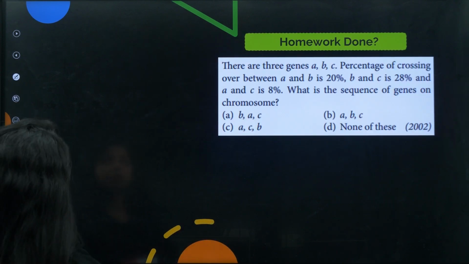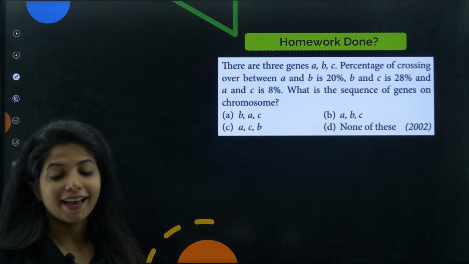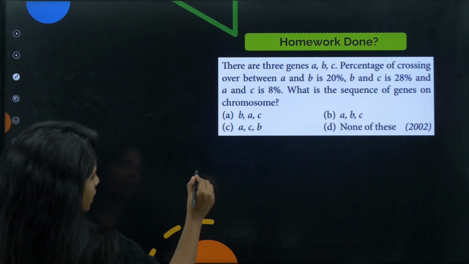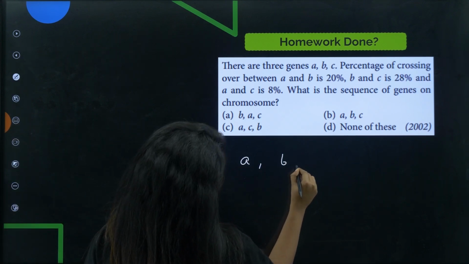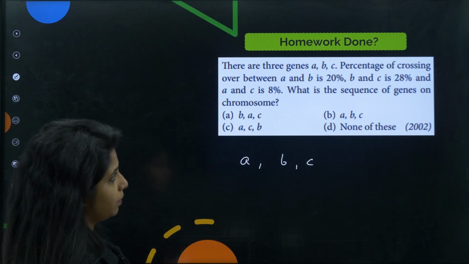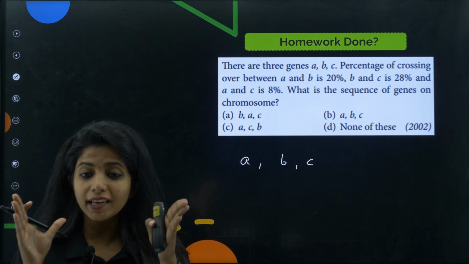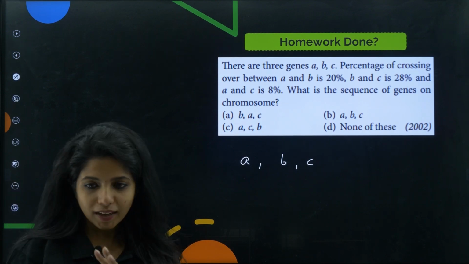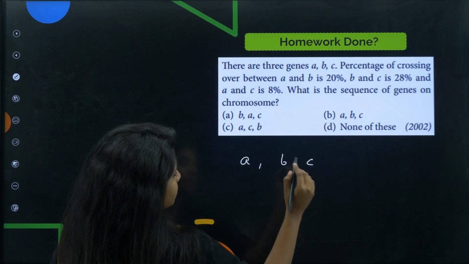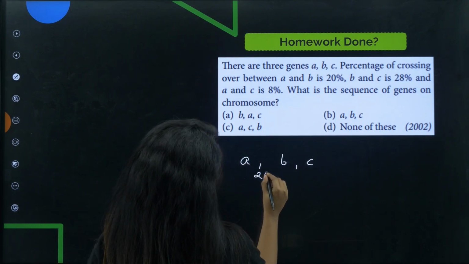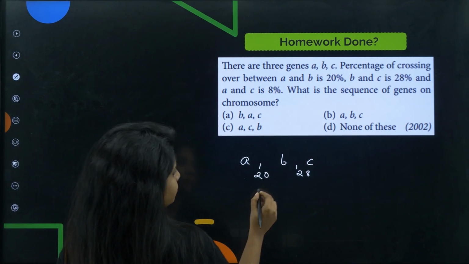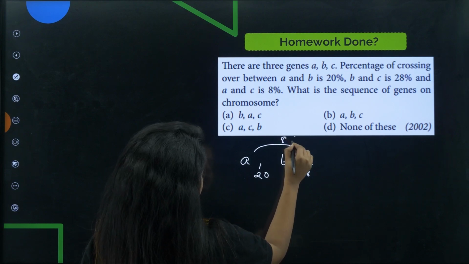Now going ahead, children, I gave you this homework. Were you able to do it? If you were, let's check the answer. There are 3 genes A, B and C. The percentage of crossing over between A and B is 20%, that means the distance between A and B is 20 centimorgan. You can think like that. B and C is 28, and A and C is 8%.